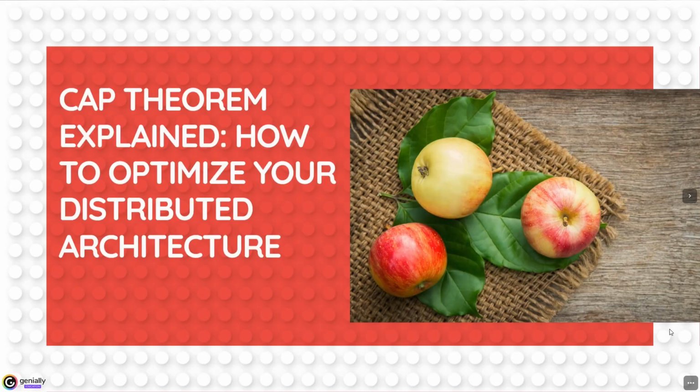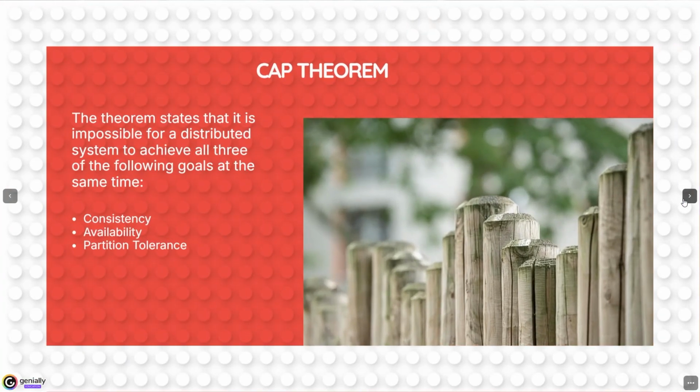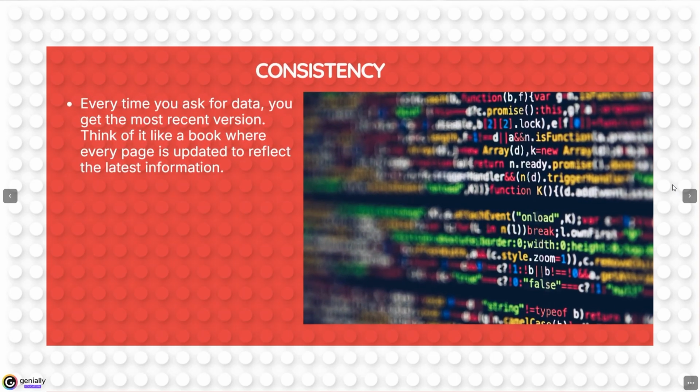In this video, we are going to learn the CAP theorem. The CAP theorem is a principle that applies to distributed systems. The theorem states that it is impossible for a distributed system to achieve all three of the following goals at the same time. These are consistency, availability, and partition tolerance. Let's see what these are.